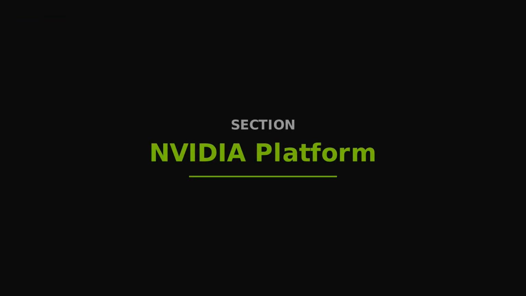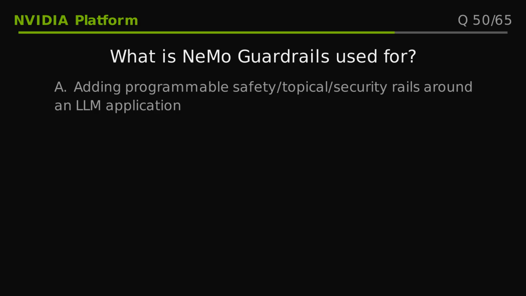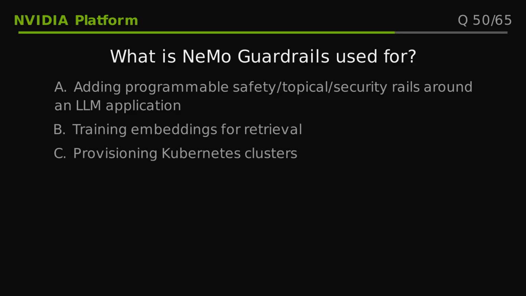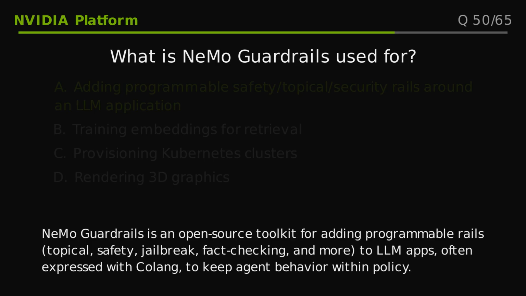Next section, NeMo platform. Question 50. What is NeMo Guardrails used for? Option A: Providing programmable safety, topical, and security rails around an LLM application. Option B: Training embeddings for retrieval. Option C: Provisioning Kubernetes clusters. Option D: Rendering 3D graphics. The correct answer is A. Guardrails is an open source toolkit for adding programmable rails, topical, safety, jailbreak, fact checking, and more to LLM apps, often expressed with Colang, to keep agent behavior within policy.